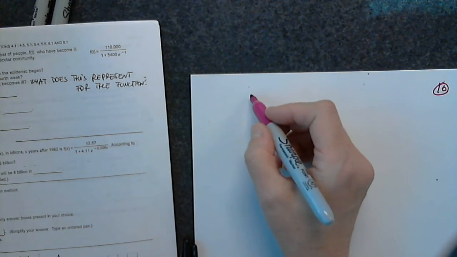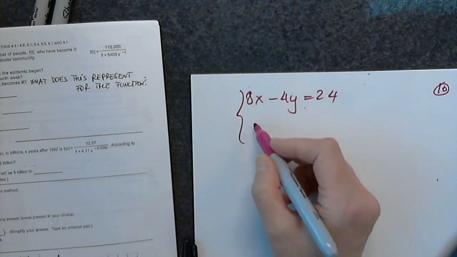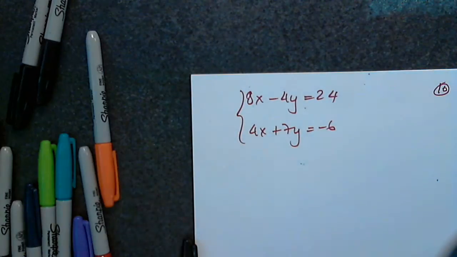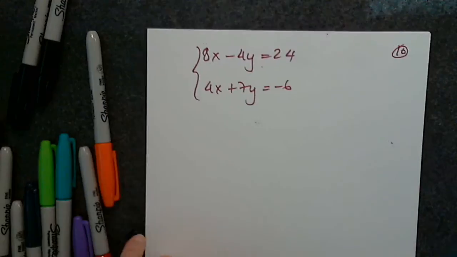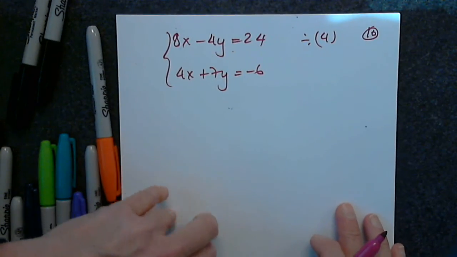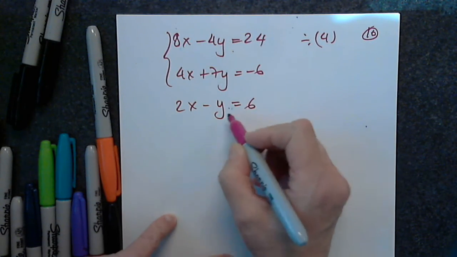And that is 8x minus 4y equals 24. And 4x plus 7y equals negative 6. So I recommend simplifying the first one, both sides by 4, because I see it's not difficult to do that. So 2x minus y equals 6.